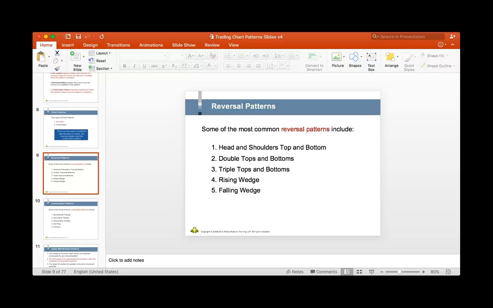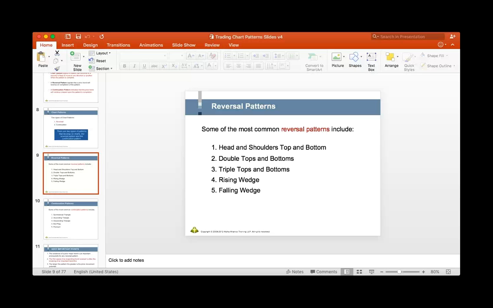So, for example, if it's an uptrend, and then a head and shoulders, and then the next one is up, then this is likely not a head and shoulders pattern. Does it make sense? So one needs to know where to apply these patterns.